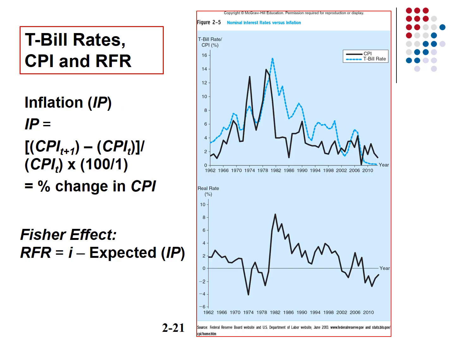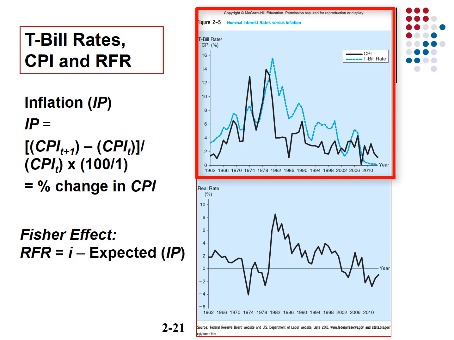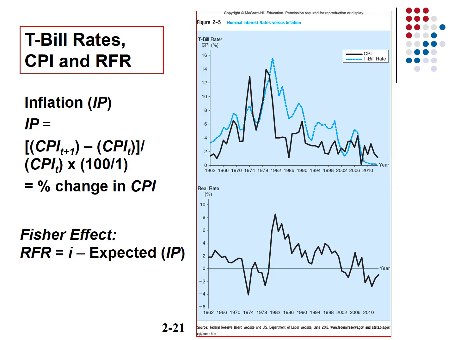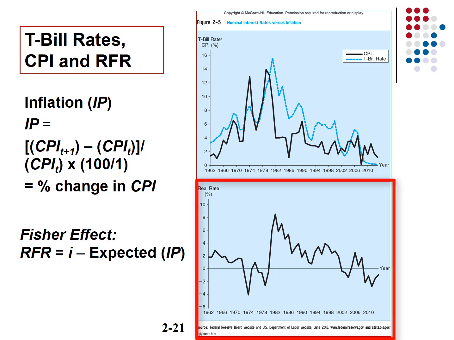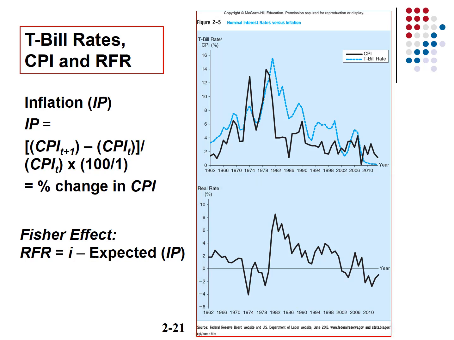Diverting briefly to look at the CPI and the T-bill rate. The upper graph shows the T-bill rate as the dotted blue line and the CPI as the solid black line. The lower graph shows the result of applying the Fisher effect to find the real risk-free rate. Note how it changes the shape of the graph.